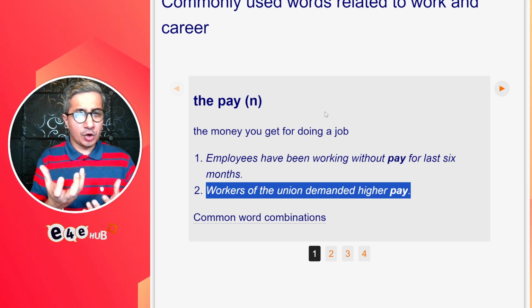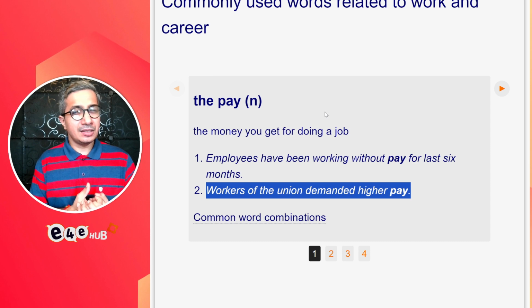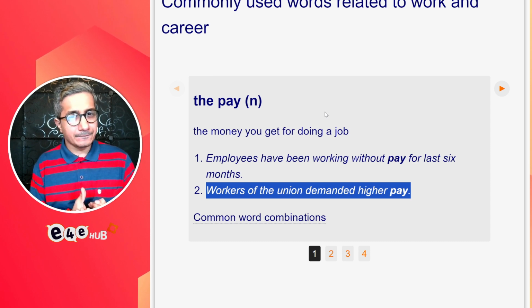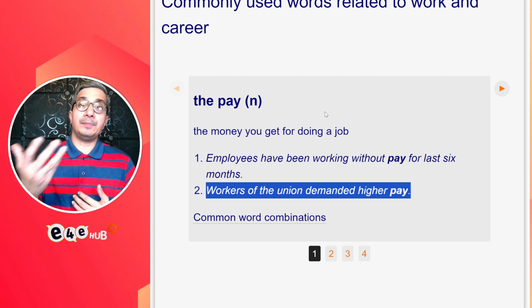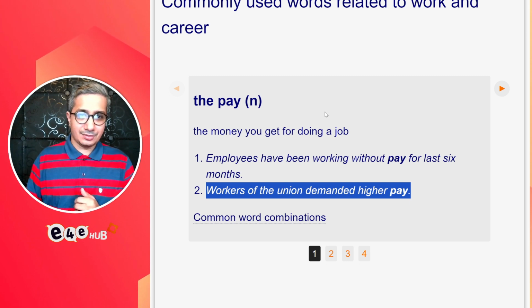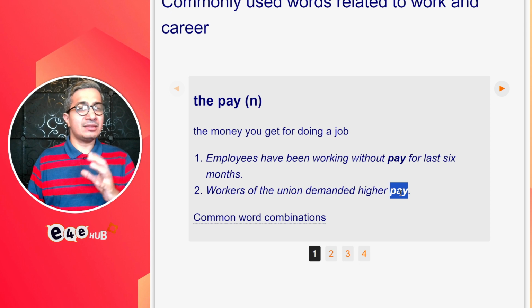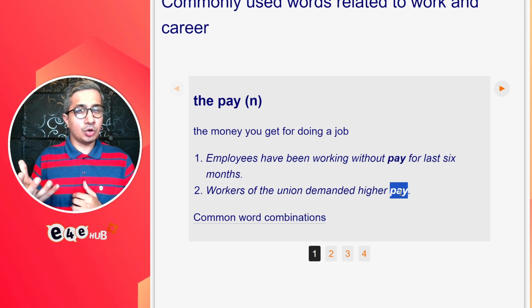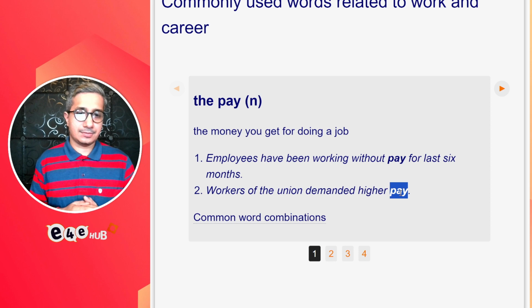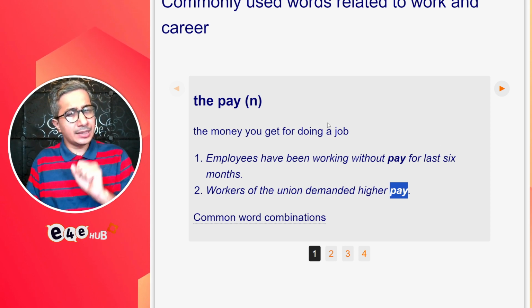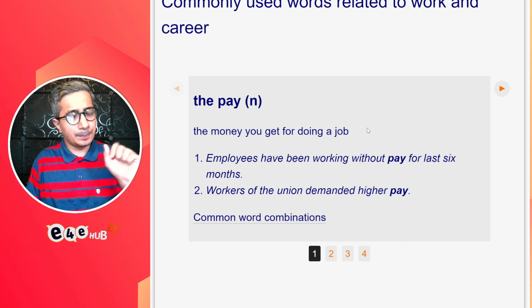A union is a group of similar work professionals, like in a factory, and they were demanding higher pay. So if I was earning 10,000, the demand was to get paid a little more than 10,000 each month. That's higher pay, right? Now, what are the common word combinations do you think we use with the word pay?